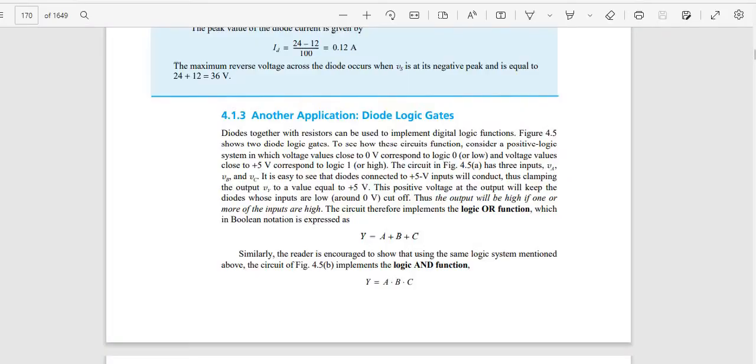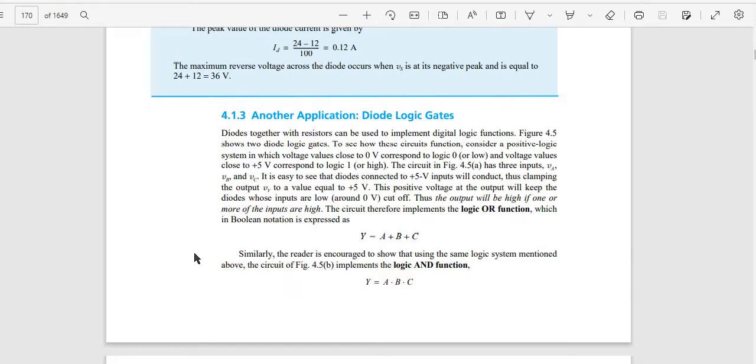We discuss our remaining lecture and other applications of diode logic gates. Topic 4.3: Diodes together with resistors can be used to implement digital logic functions. Figure 4.5 shows two diode logic gates. To see how these circuits function, consider a positive logic system in which voltage values close to 0 volt correspond to logic 0 or low, and voltage values close to plus 5 volt correspond to logic 1 or high.